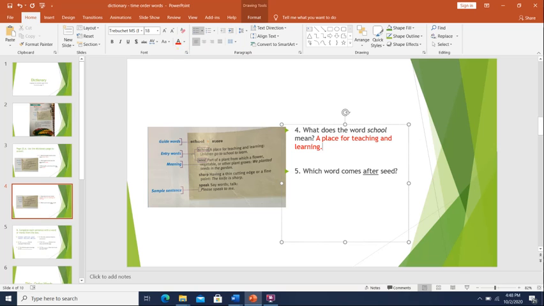Okay, number 5. Which word comes after seed? Which word comes after the word seed? Okay, here we have the entry words, school, seed. After it means the next word. The next word will be sharp. So the next word will be sharp.